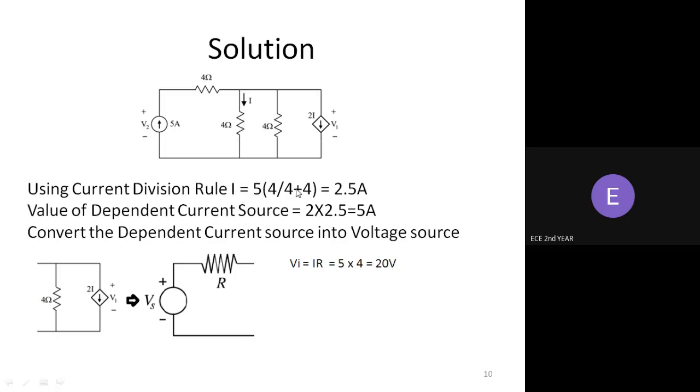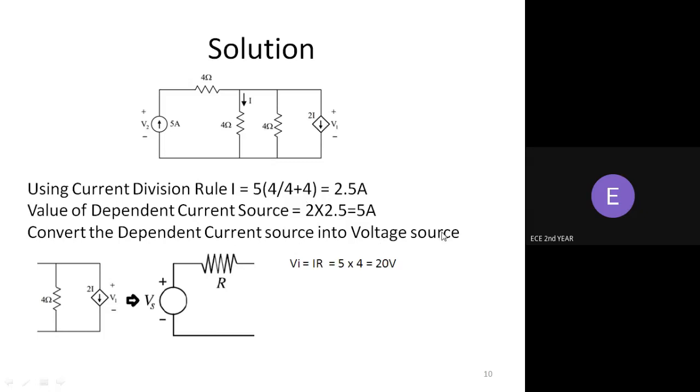I is equal to total current flow 5 into resistance 4 divided by 4 plus 4, which is equal to 2.5 ampere. So we have calculated the value of I. The value of the dependent source V1 is equal to 2 into I. So the value of I is 2.5.